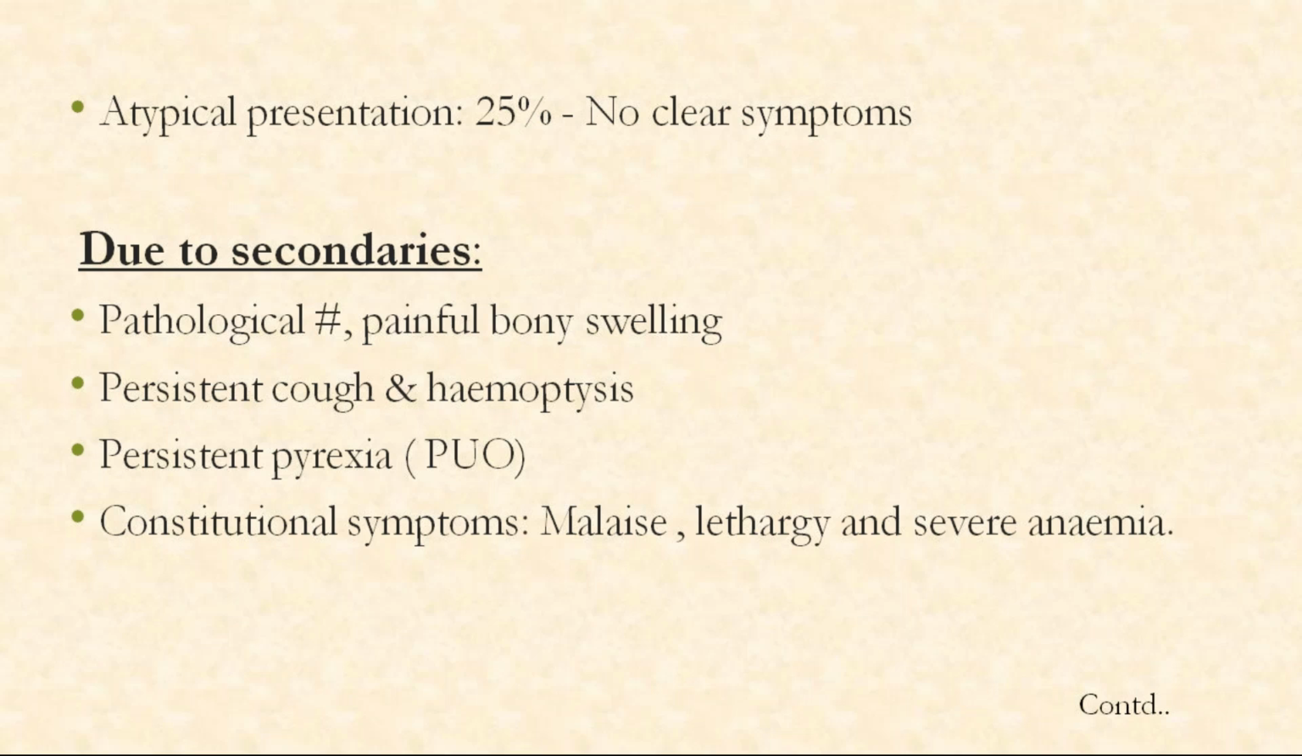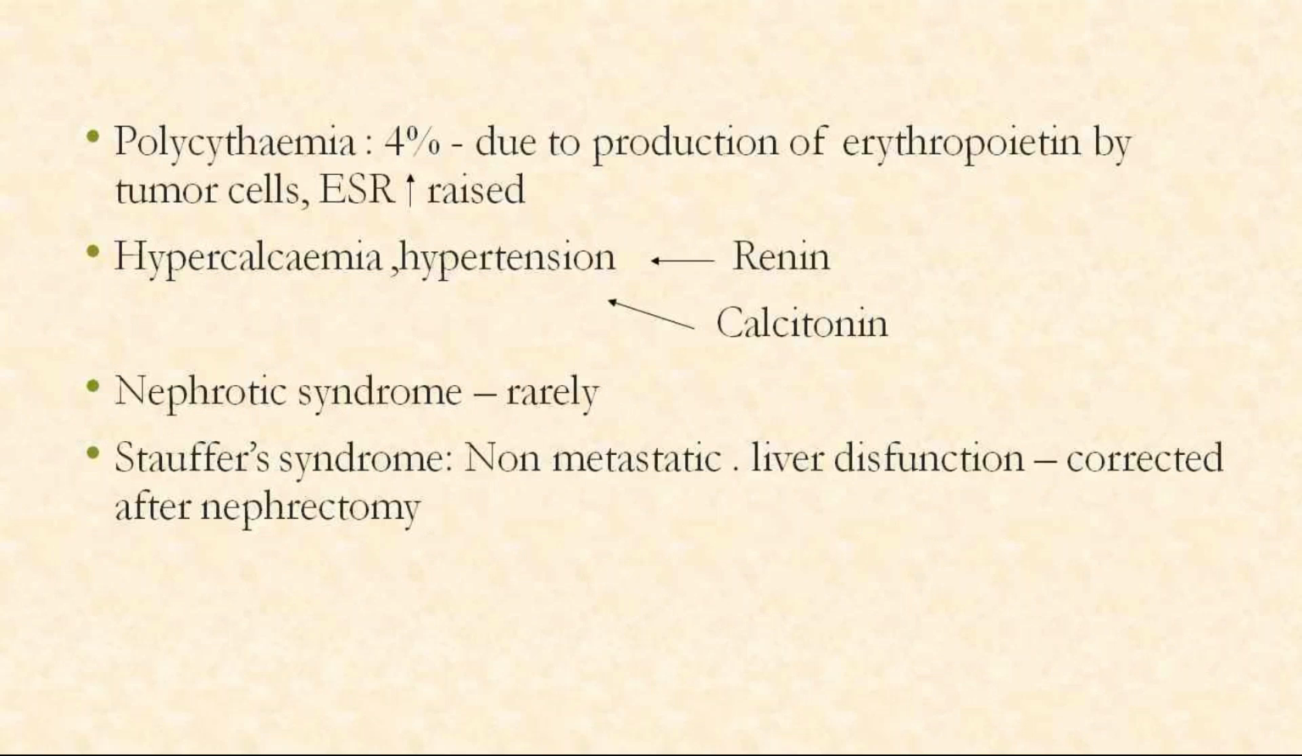Certain constitutional symptoms: lethargy, malaise, weakness, and severe anemia because of loss of blood through the urine, severe hematuria. Next, polycythemia vera, because of increased loss of blood, coagulatory factors can occur. Polycythemia vera means clotting can occur in the blood vessels. The patient may have hypercalcemia, hypertension can be there. Sometimes it may turn into nephrotic syndrome, very rare. Stauffer syndrome, that means non-metastatic liver dysfunction, can be corrected by doing nephrectomy.